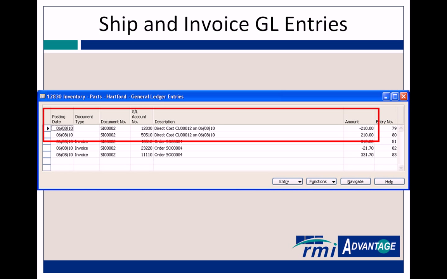The entry that I want to take a look at is the first 2 here that we have highlighted, the 12830 account and the 50510 account for $210. This is where the system is accounting for the cost of our inventory. It's taking the cost of the 2 brackets out from our inventory.